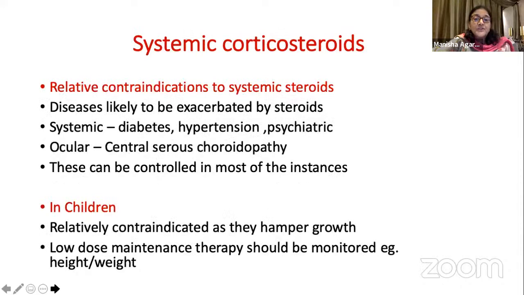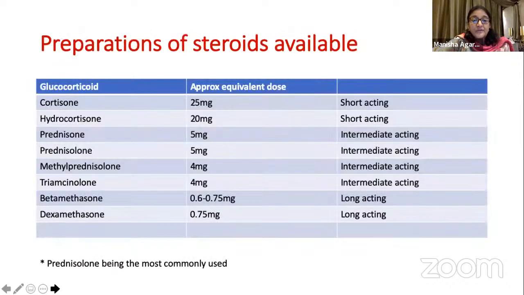As far as the relative contraindications to systemic steroids are concerned, we have diseases which are likely to be exacerbated by steroids, such as a patient who is a diabetic, hypertensive, or having any psychiatric problem. As far as ocular contraindications are concerned, a patient with a history of central serous choroidopathy, probably we would avoid systemic steroids. These underlying comorbidities, however, can be controlled in most of the instances. Coming to children, they're relatively contraindicated as they hamper growth. However, low-dose maintenance therapy may be used, but it needs very close monitoring in young children.